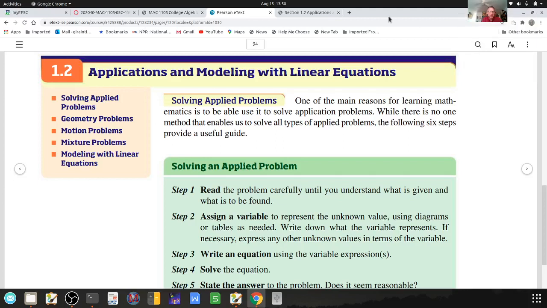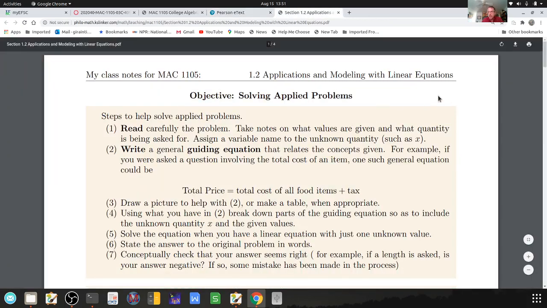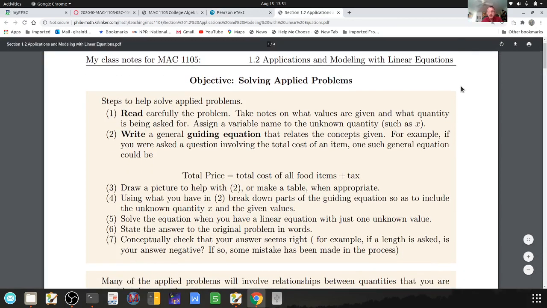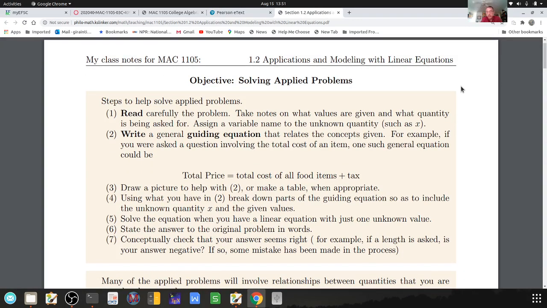So we're going to start with Chapter 1, Section 2. The book titles it Applications in Modeling with Linear Equations. It's pretty much another term for what you know as word problems. So let's go ahead and start. I think there's about 4 we're going to do. So let's solve, that's our objective.